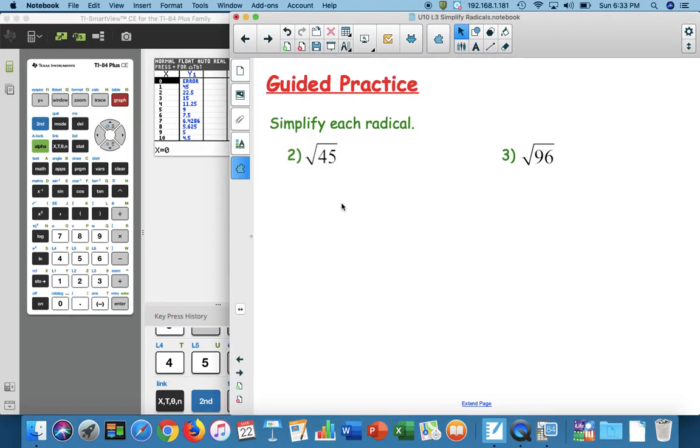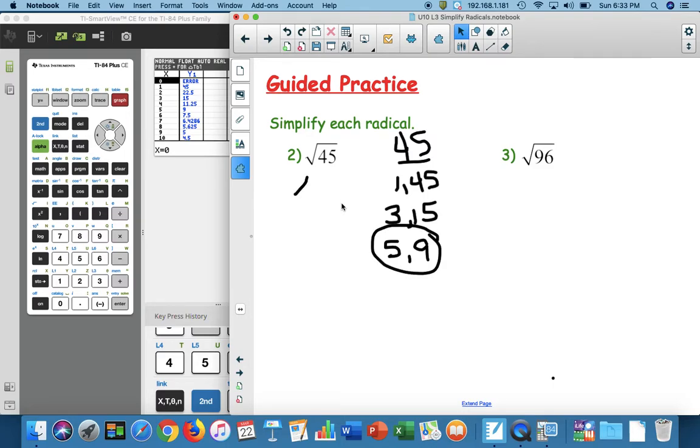If I'm going off what I see here, the factors of 45 are 1 and 45, 3 and 15, and 5 and 9, and that is it. The only pair with a big perfect square is 9 and 5. Break that down, and then square root the one you can.